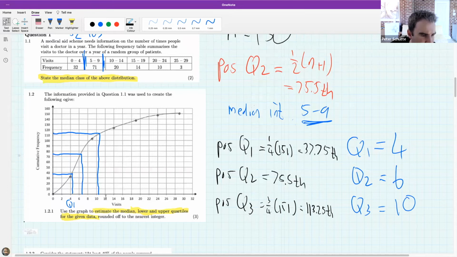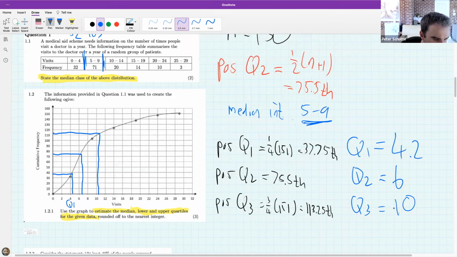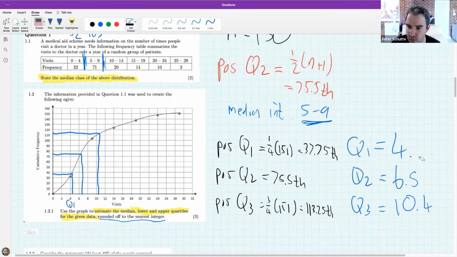I wouldn't say 12. 12 would be a little bit too high, Owami. If we were using decimals, I would go with about 4.2 for Q1. I would give it about 6.5 for Q2, and about say 10.4 for Q3. But for our purposes now, it says round to the nearest integer. So since it says round to the nearest integer, I'm just going to go with 4.